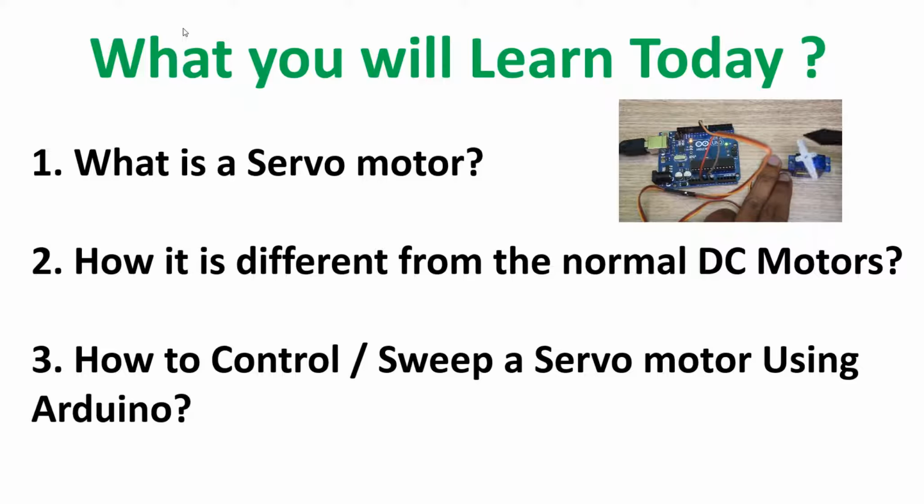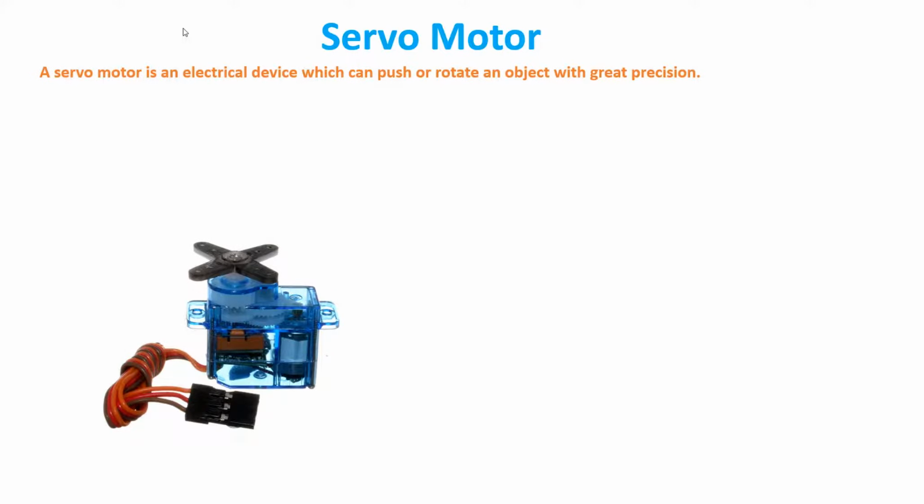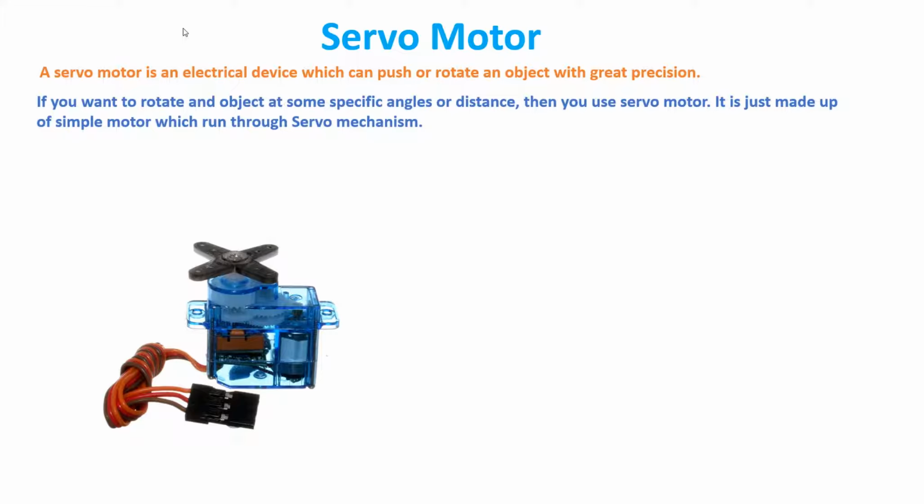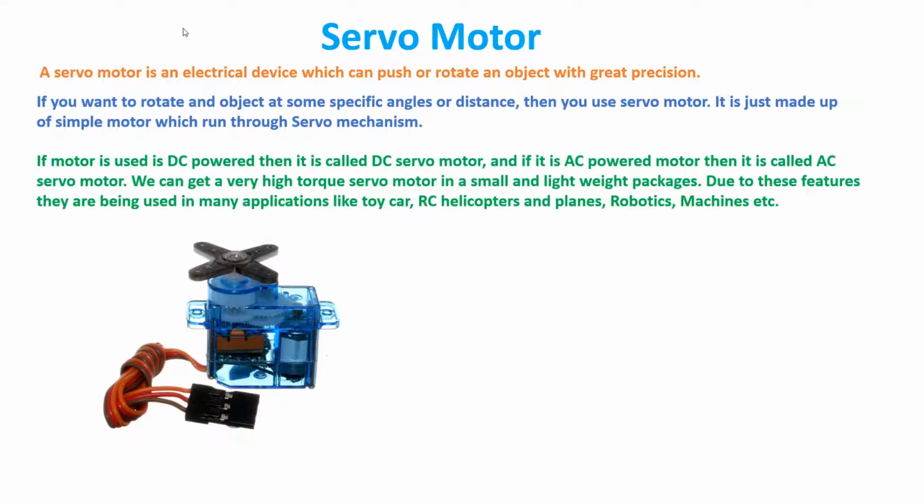So let's get started. As far as the servo motor is concerned, it's an electrical device which can push or rotate an object with great precision. If you want to rotate an object to some specific angles or distance, then we use a servo motor. It's just made up of a simple motor which runs through a servo mechanism.